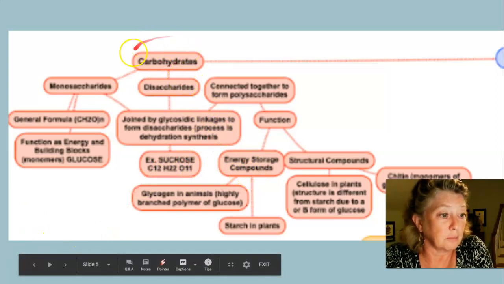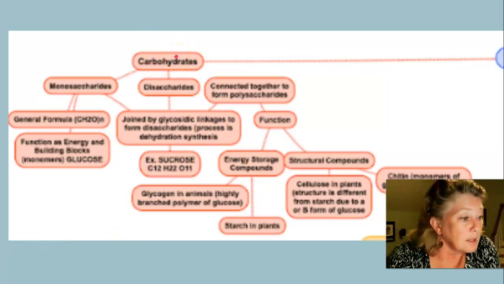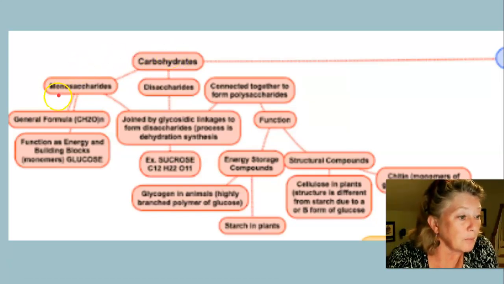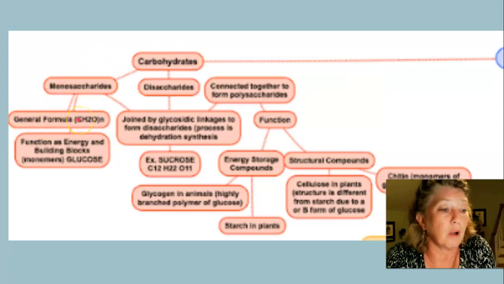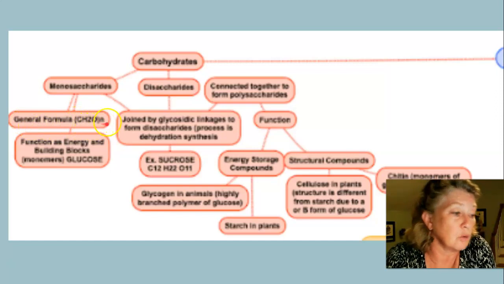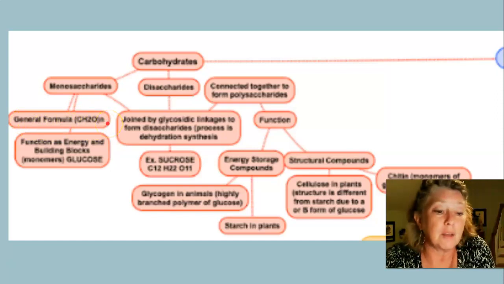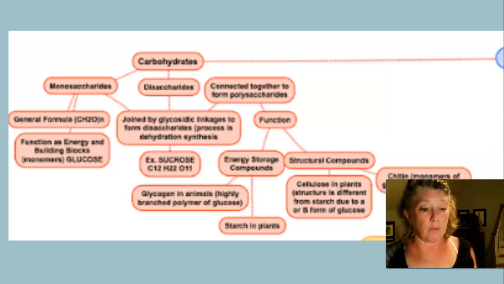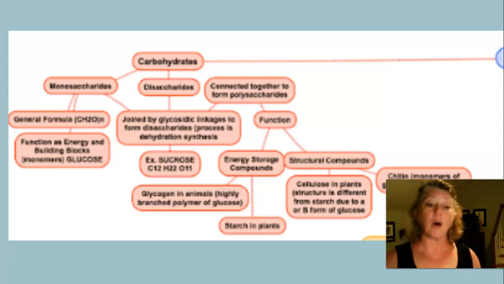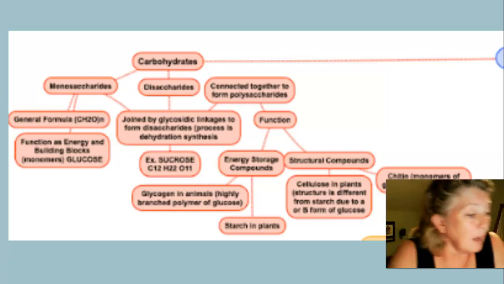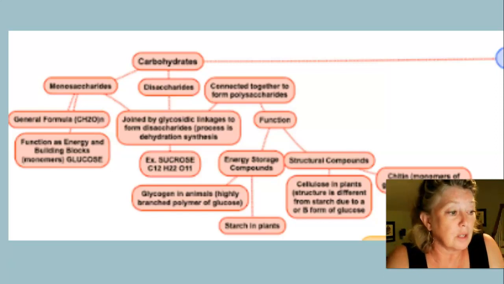Okay, so monosaccharides: mono means one, saccharide means sugar, and the general formula for all of the carbohydrates is CH2O to the n, and that means that for every one carbon there is a water. So you've got one carbon per water, which is why the whole group is called carbohydrates. And the main function of these molecules is for energy and to make building blocks for polymers.